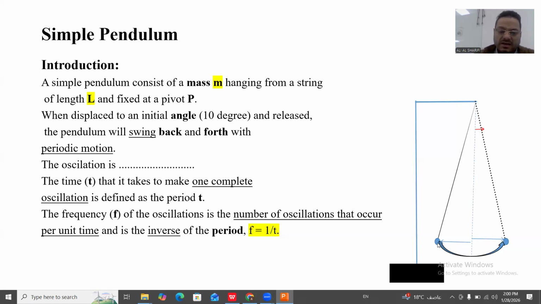What is the time period? The time period is the time necessary for this iron mass to go and come back to the same point. It's the time period.